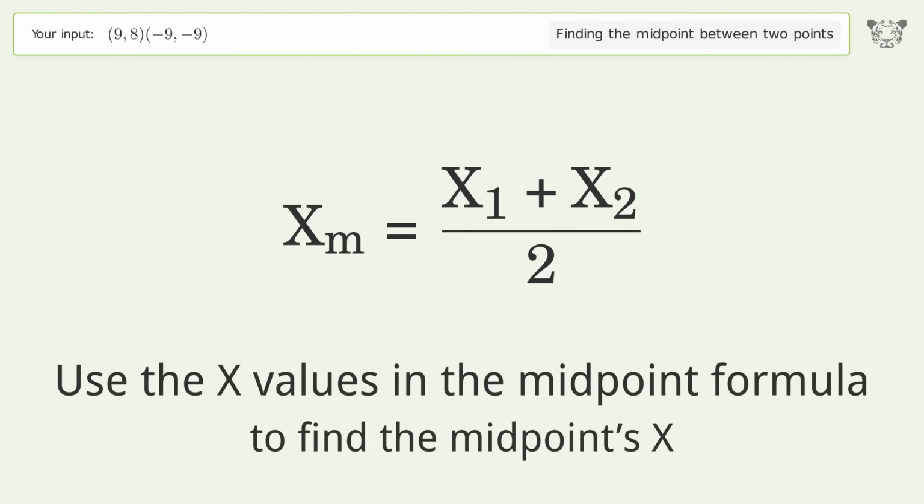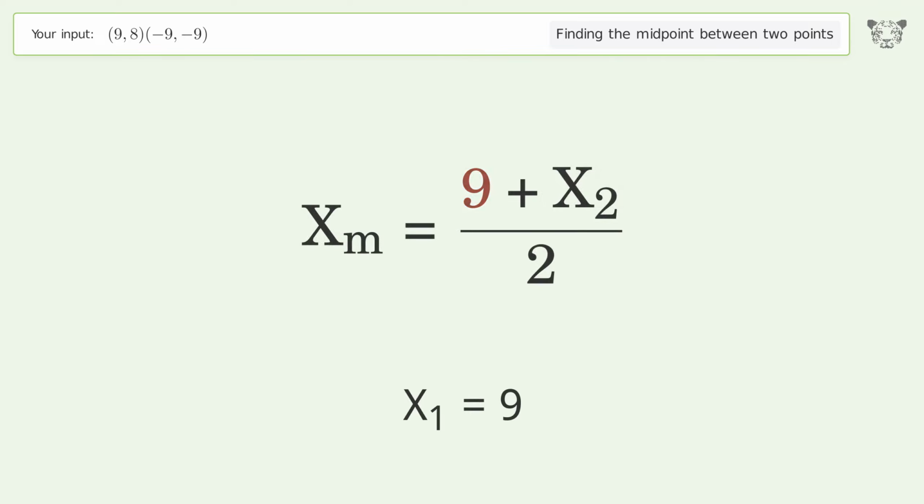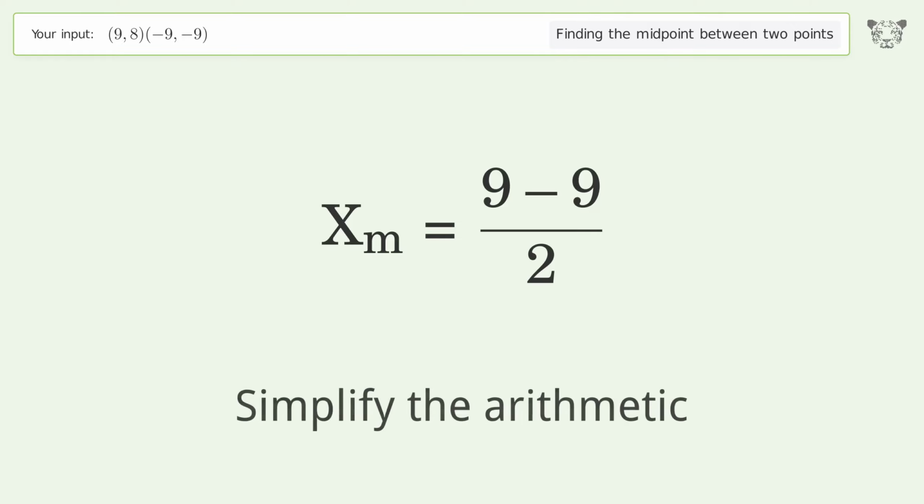Use the x values in the midpoint formula to find the midpoint's x. x1 equals 9. x2 equals negative 9. Simplify the arithmetic.